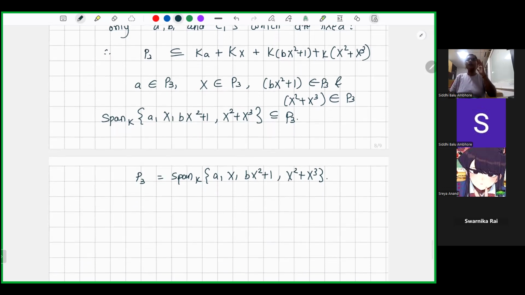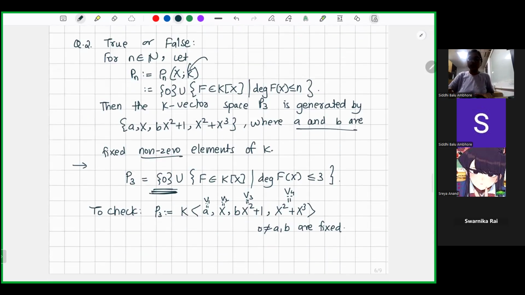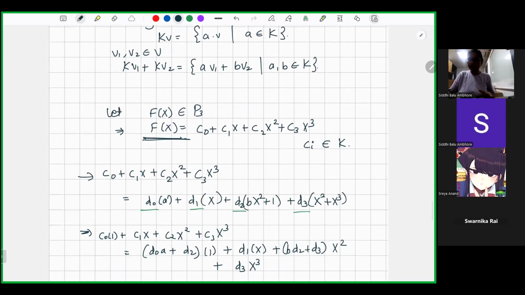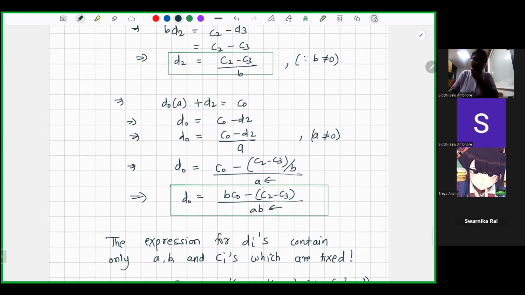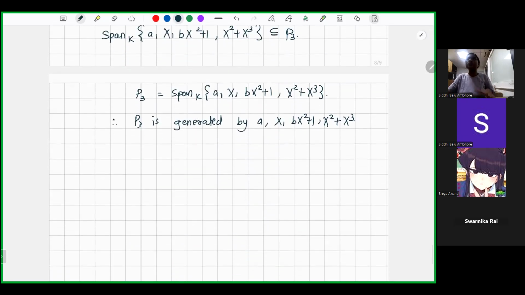Okay, is this okay? And therefore, P3 is generated by a, x, bx square plus 1 and x square plus x cube. And note that this a and b being non-zero, which is given in the question, we also use that. We use that because otherwise dividing by this ab here and here won't make sense. It won't be a well-defined expression otherwise. Is this okay so far?